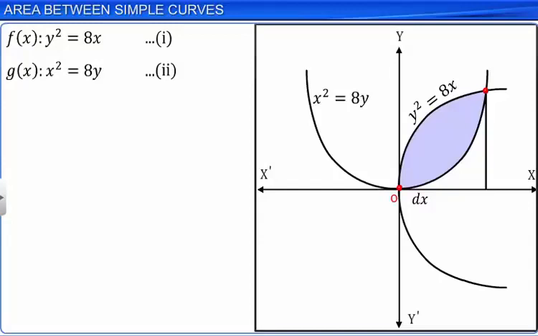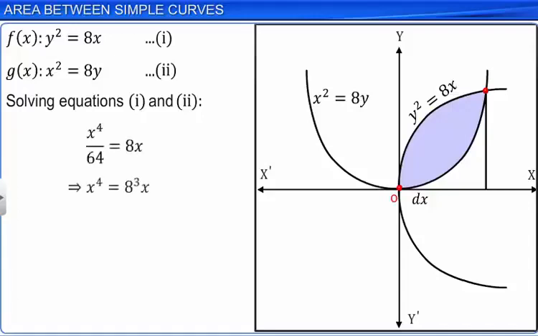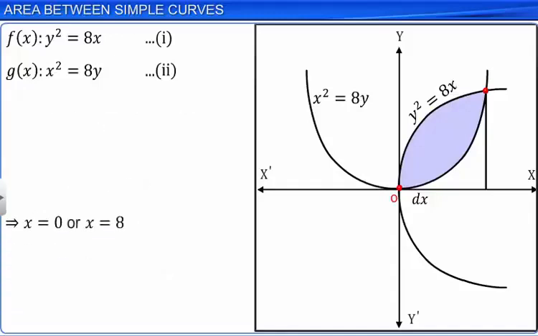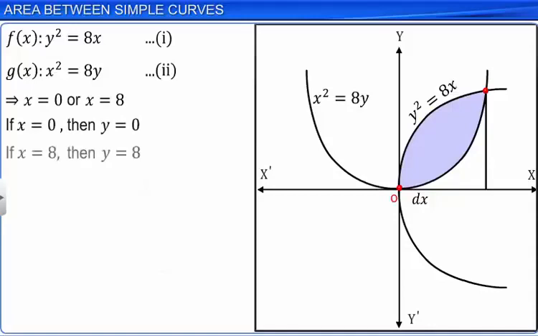On solving, we get x is equal to 0 or x is equal to 8. Substituting in either f of x or g of x, we get the points of intersection as 0, 0 and 8, 8. Also from the graph, it is visible that f of x is greater than or equal to g of x between x is equal to 0 and x is equal to 8. This can also be achieved mathematically.